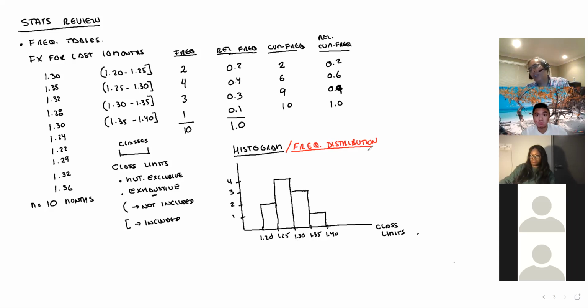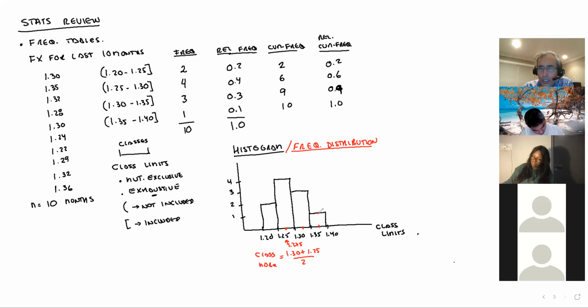There is another graph that is related to this one. It's called the frequency distribution, guys. To graph the frequency distribution, we need to first find something called class marks. What is a class mark? It's simply the middle point between class limits. So for example, one class mark will be simply 1.30 plus 1.25 divided by 2. It's the middle point. So here it is going to be 1.275, correct? Here, my middle point is going to be 1.325. My middle point here, 1.375, correct?